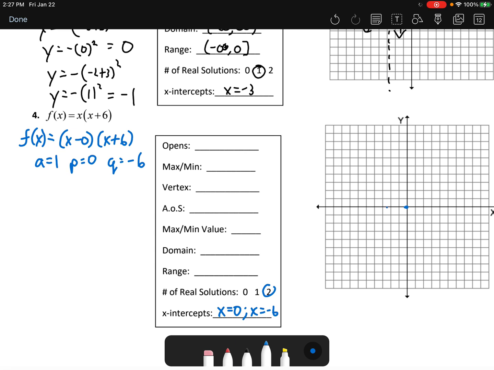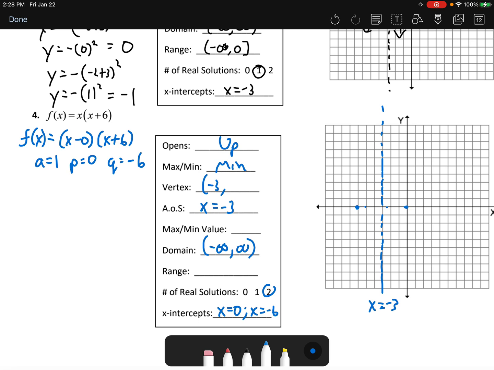You can graph them. 1, 2, 3, 4, 5, 6. Now, where is halfway in between 0 to -6? Looks like it's right there, which is -3, halfway between 0 and -6. So our axis of symmetry is x equals -3. This thing opens up, so it has a minimum because a is 1. We know our vertex starts with -3. We know our domain is always -infinity to infinity.